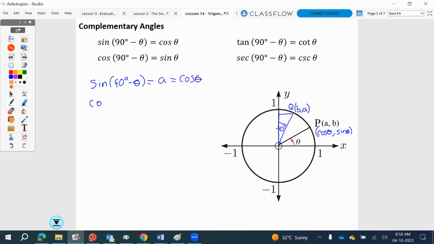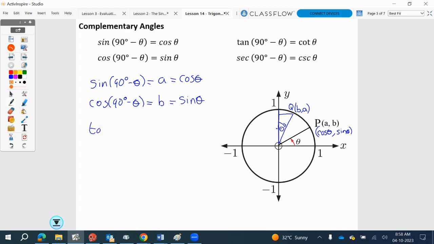The cosine of 90 minus theta is found at point Q, that's B, and at point P, that's equal to the sine of theta.